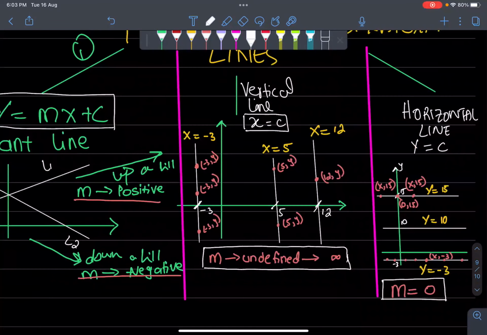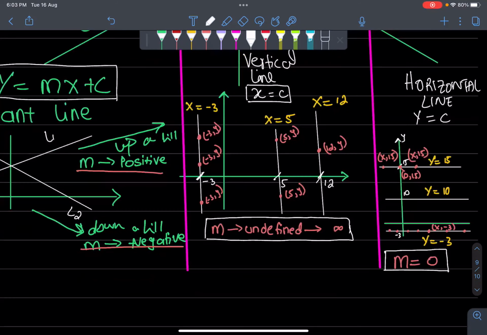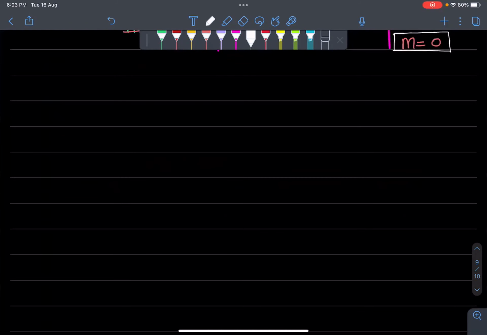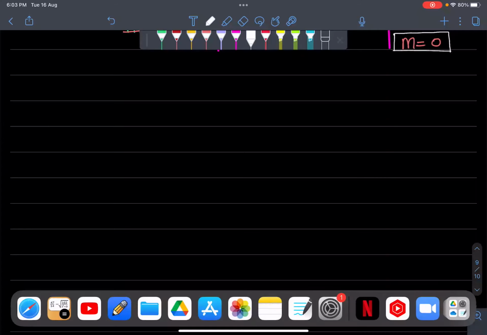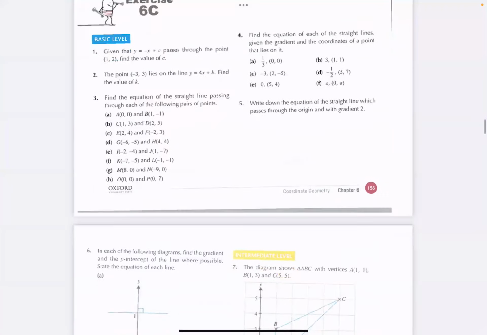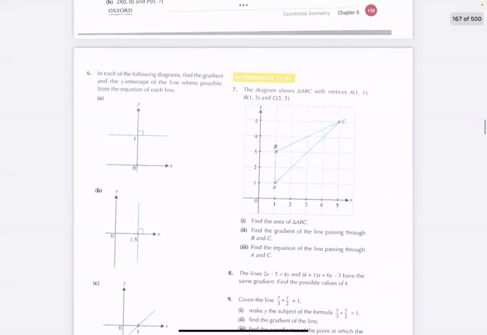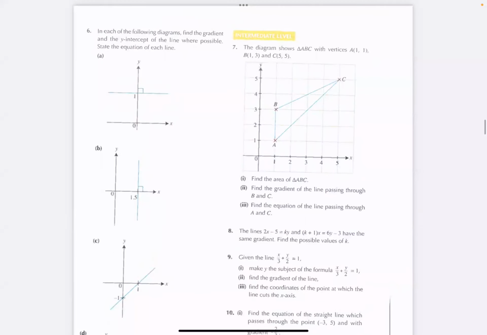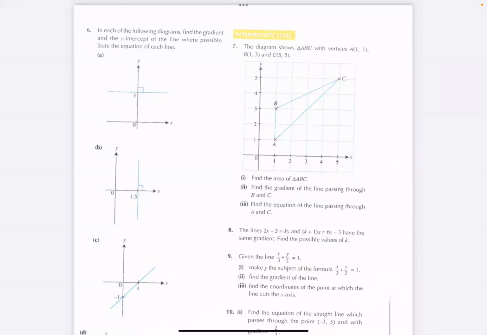Everything clear up till now? I'll move on to some more questions now. Whatever we have learned, we will practice. We are done with some parts of exercise 6C. Now let's do question 6, 7.